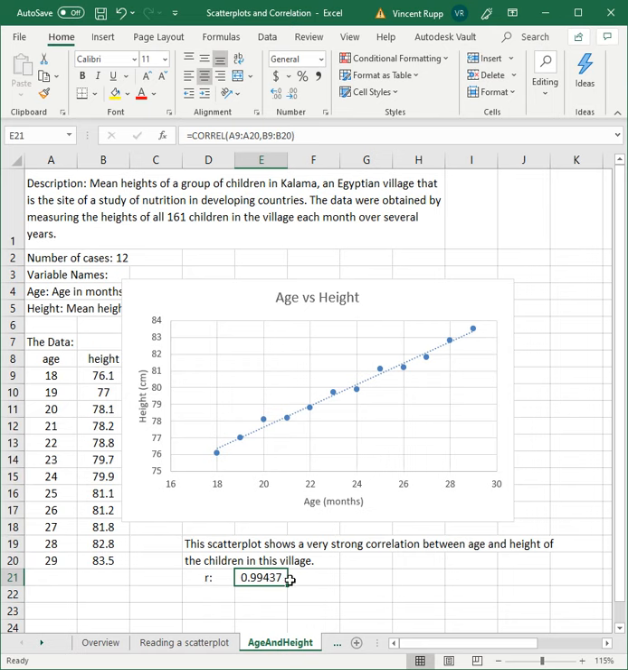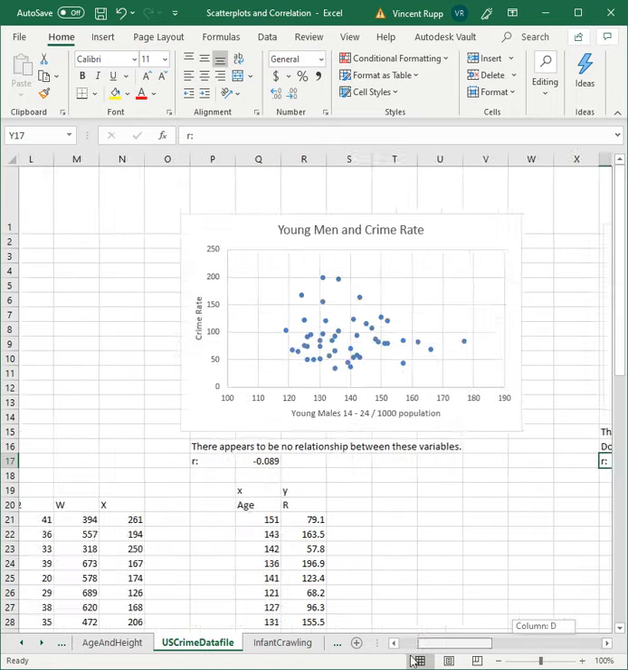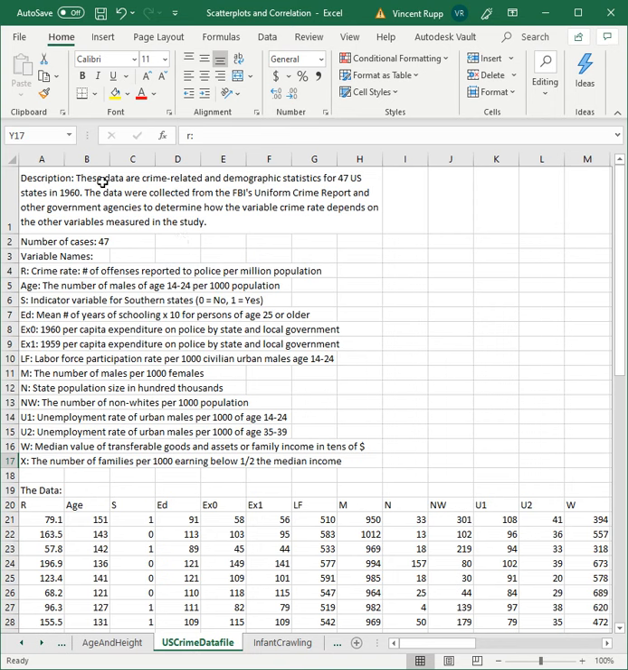They should be giving you the same thing. When you calculate this, it shouldn't be widely different from what you see in the scatter plot. Let's look at the next tab. The next tab here is the US crime data file. What we have is a bunch of data for 47 US states in 1960, and it covers a lot of things. The ones we're going to look at are things like crime rate.